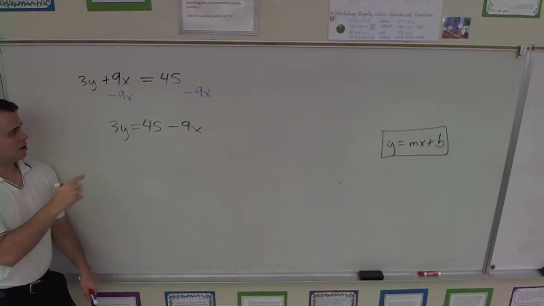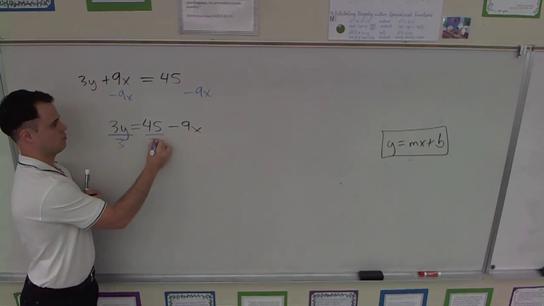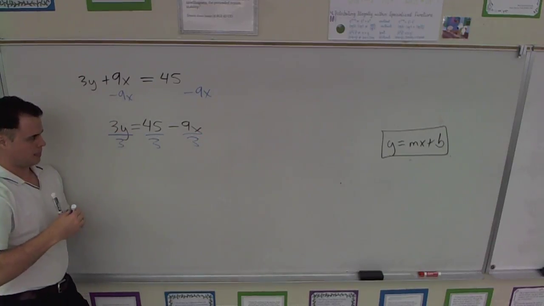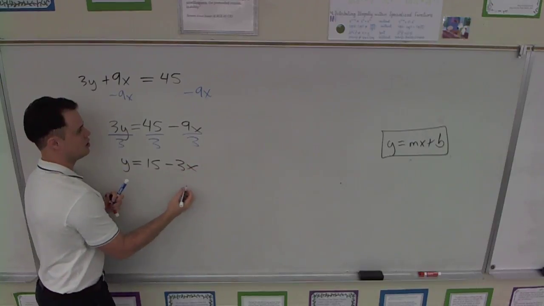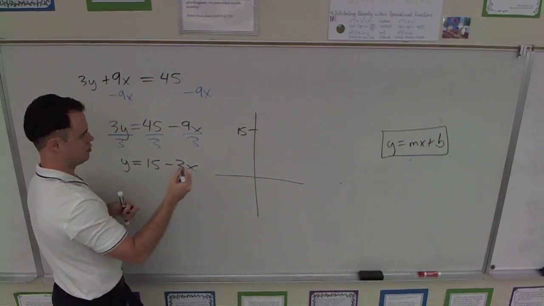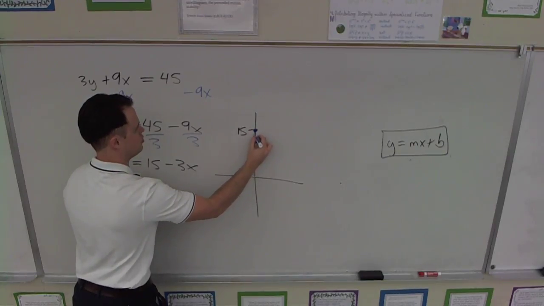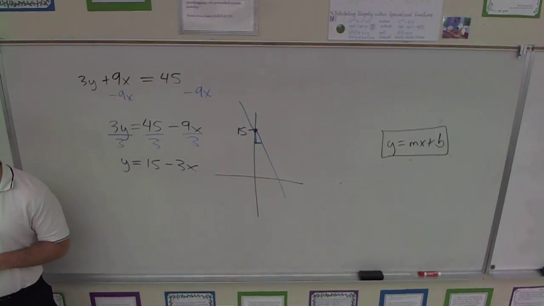And then you divide. The y still has a 3 on it, so divide everything by 3. So it'd be y equals 5 minus 3x. And then, of course, I could graph that and say 5, then down 3 over 1. That's going to be a pretty steep negative line.